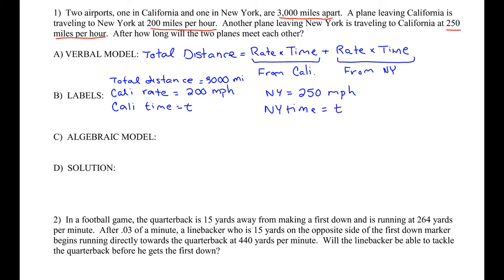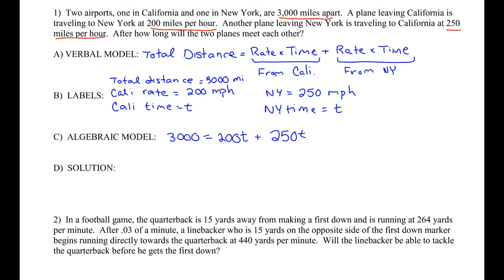From this, we now want to plug in our values to form our algebraic model. So I have my total distance is equal to the rate from California times the time from California plus the rate from New York times the time from New York. Now I have an algebraic model that I can solve.